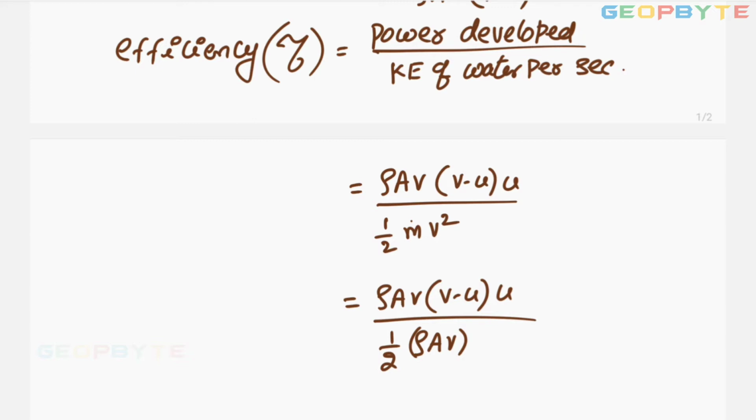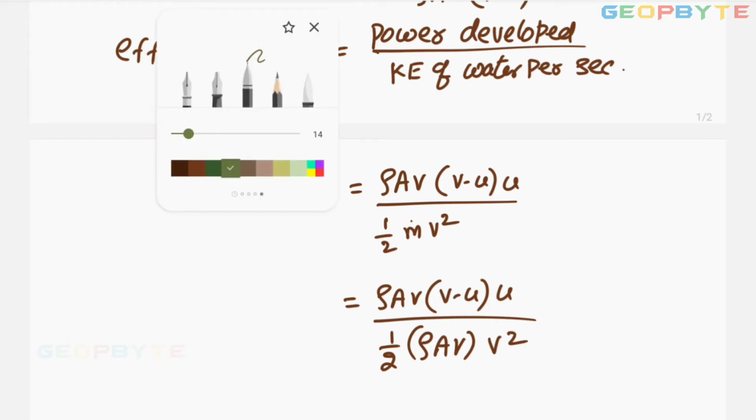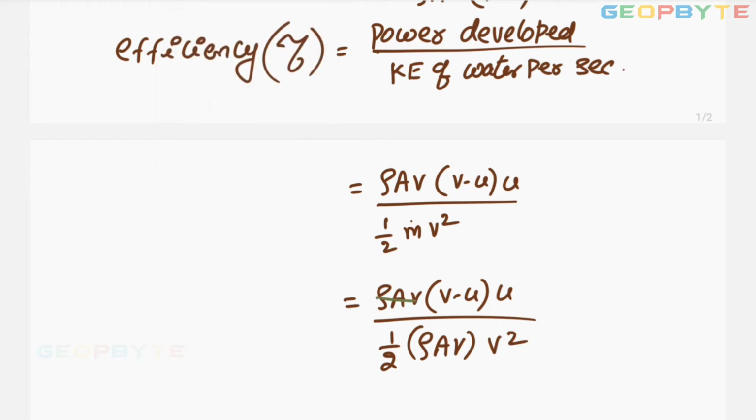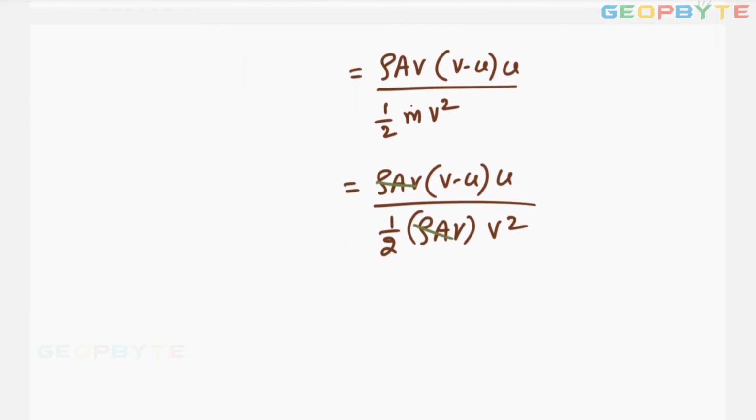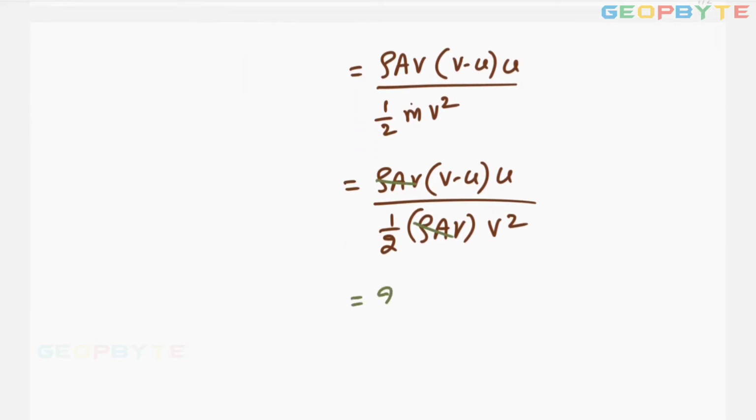Let me write it clearly. Rho a v into v square. This rho a v part is cancelled. Finally it is 2u into v minus u divided by v square into 100. That is the formula for getting the efficiency for the series arrangement of the plates around the circumference of the rotor.